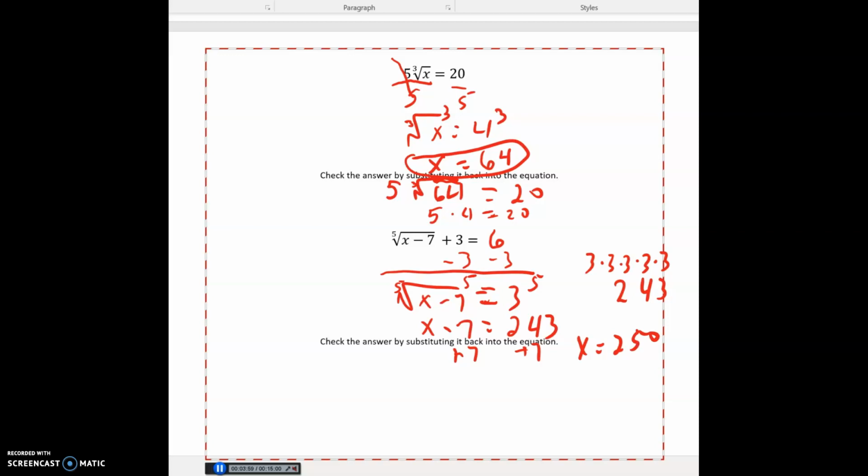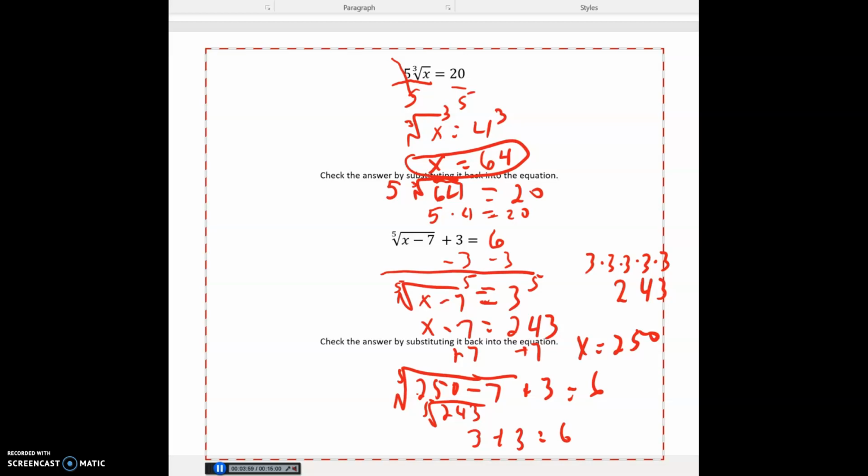So when I put the 250 in, that gives me the fifth root of 250 minus 7, plus 3, equals 6. When you go through and check that, it's going to work out to be 243 there. When you put the fifth root of 243 in your calculator, that will give you 3. 3 plus 3 is equal to 6.